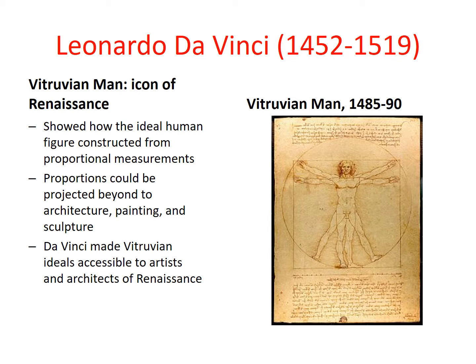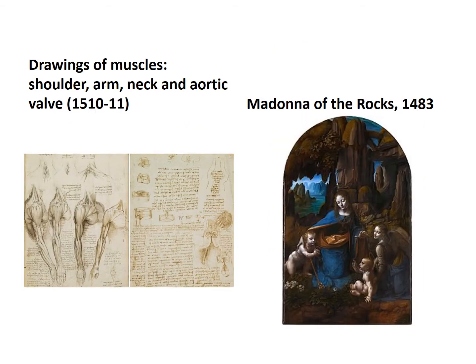Da Vinci made the Vitruvian ideals accessible to artists and architects of the Renaissance. He wrote a great deal. Some of his ideas were published and open for others to view. Drawings of muscles, the shoulder, arm, neck, aortic valve, etc., can be seen in his diaries as well. One of his most famous paintings that shows proportion and depth perception is the Madonna of the Rocks from 1483.